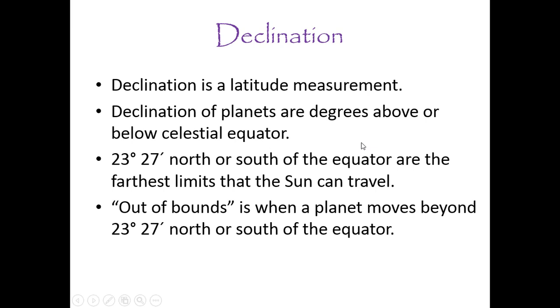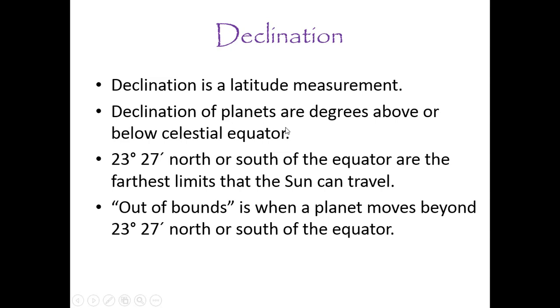Now, declination is a latitude measurement. Latitude is degrees above and below the equator. Longitude is degrees east and west along the equator. Okay, so latitude is degrees above and below the equator. Declination of planets are degrees above or below the celestial equator, and celestial just means we've projected the equator from Earth out into the heavens. And we do that with all the great circles. We project them out into the heavens from our Earth viewpoint.